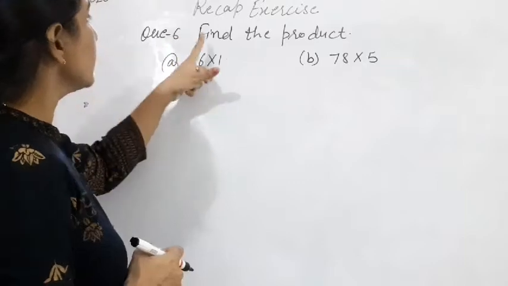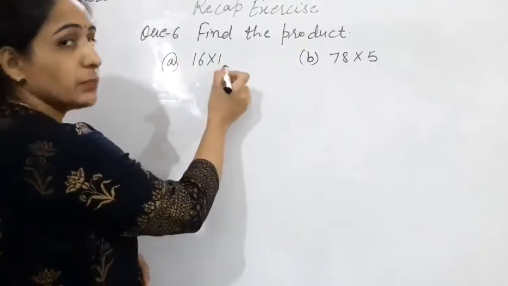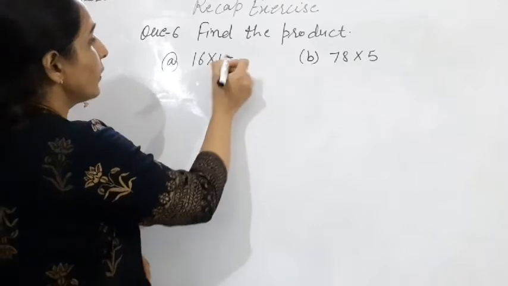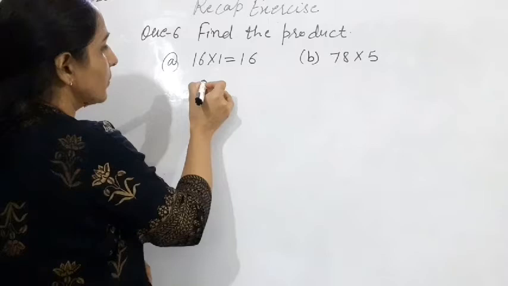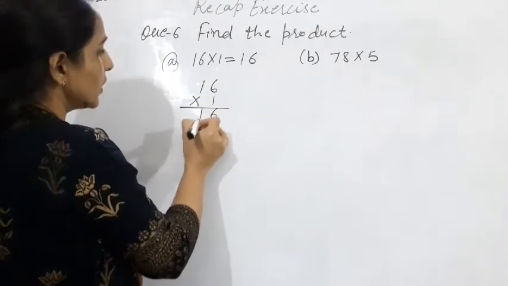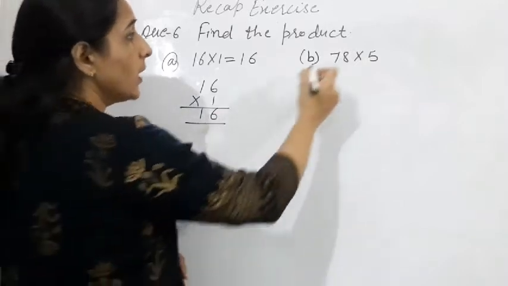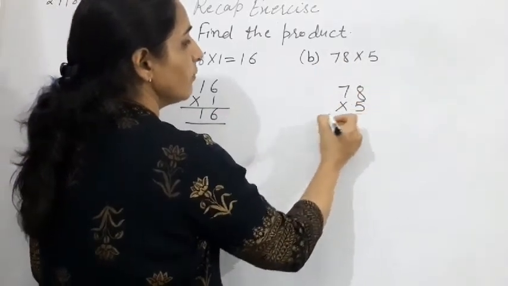Now the question number 6 is find the product. Clear? Here part number A, 16 multiply by 1. We know when we multiply any number by 1, we get the same number. 16 multiply by 1. 1 6 ja 6, 1 1 ja 1. Like that.